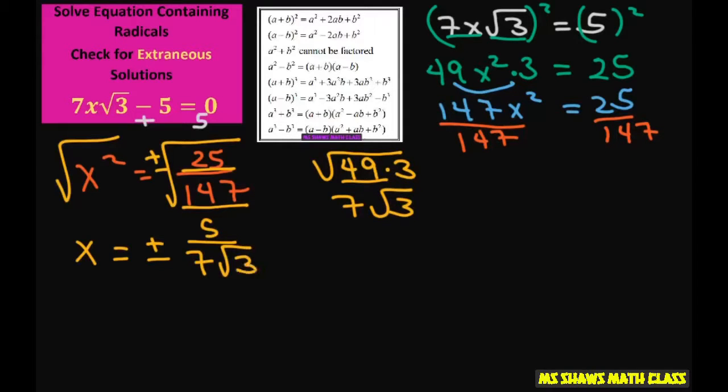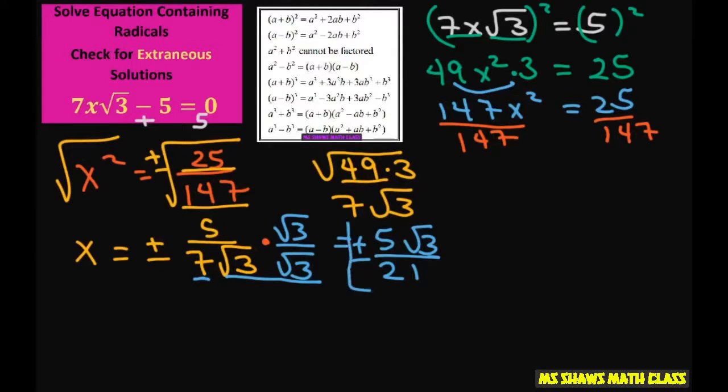Now we don't want to have a radical in the denominator, if we can help it. So let's go ahead and rationalize the denominator by multiplying both the numerator and the denominator by square root of 3. So that's going to give you 5 square root of 3. Square root of 3 times the square root of 3 is 3, times 7 is 21. And don't forget this is plus and minus. So we have plus and minus.